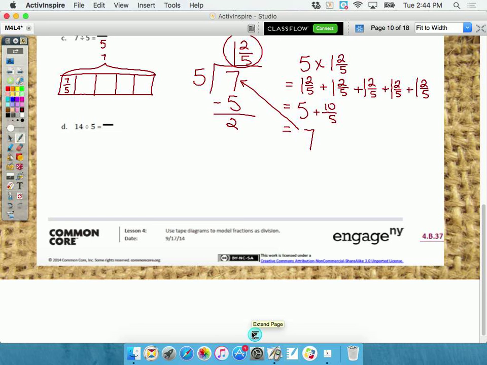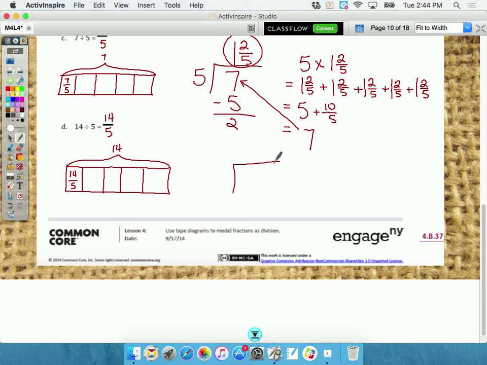Last problem on this side, 14 divided by 5. All right, what number goes on top of my tape diagram? 14. What am I dividing by? 5. 14/5 is my answer as an improper fraction. Yamale, what number goes in the doghouse? 14 divided by 5.